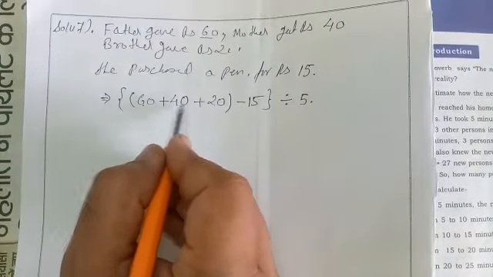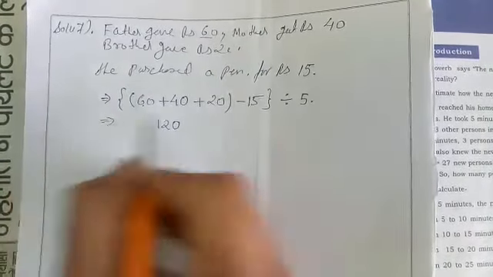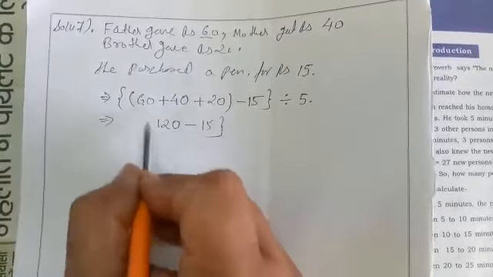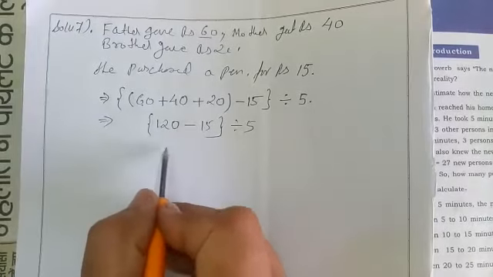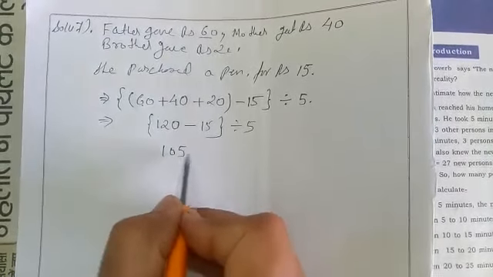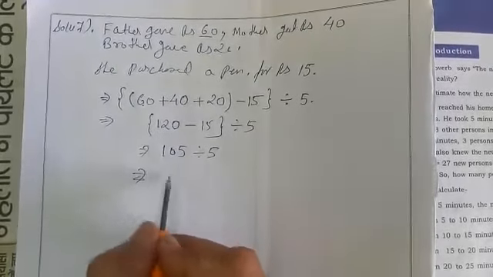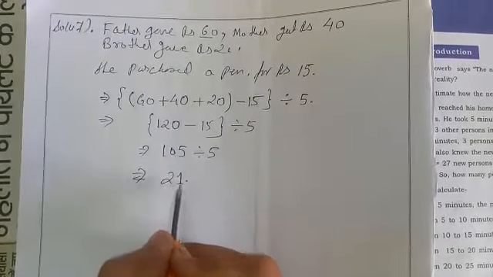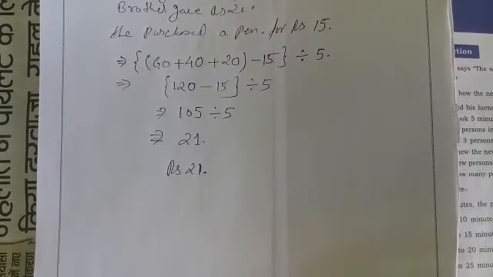That means 60, 40 and 20. If you add, you will get 120. Then minus 15, we have to use a bracket. Then 120 minus 15, that is 105. Again divide by 5. If you divide by 5, 5 2s are 10, 5 1s are 5. That means rupees 21 she distributed to each of her 5 friends. Each of them got 21 rupees.